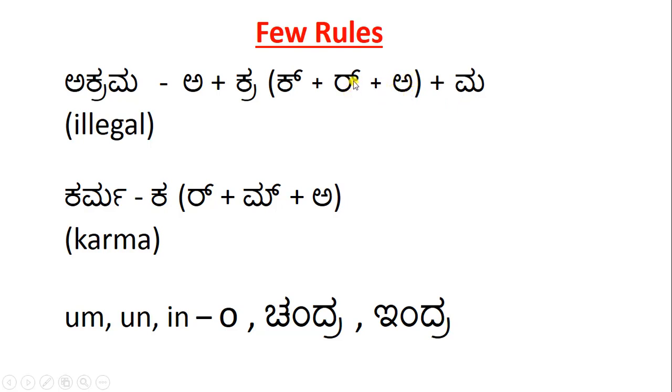Now, if a vowel follows the r, then we use this symbol. If you see here, k plus r plus a, akrama. A comes after r. A is a vowel. I hope you know what a vowel is. A comes after r. If that is the case, we use this. Second case. Karma.